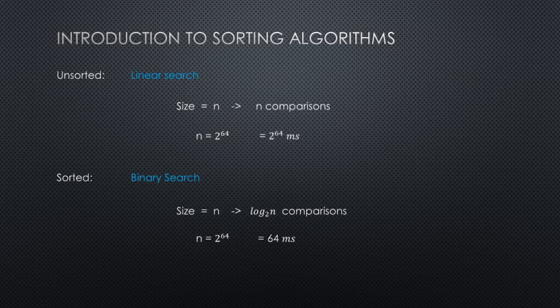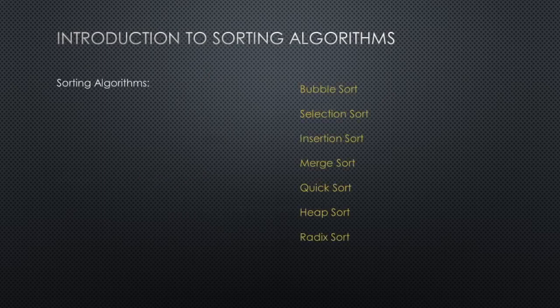Sorting as a problem has been well studied, and a great deal of research has gone into designing algorithms for sorting. Some of the sorting algorithms you will be studying are bubble sort, selection sort, insertion sort, merge sort, quick sort, heap sort, and radix sort. But this is not all. You can imagine how important the sorting problem is, so we have many algorithms for sorting.